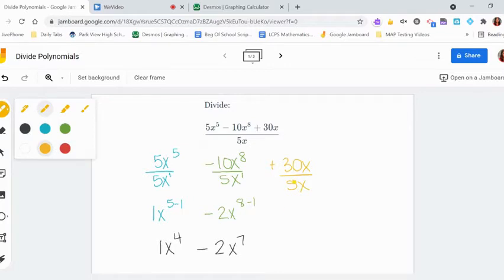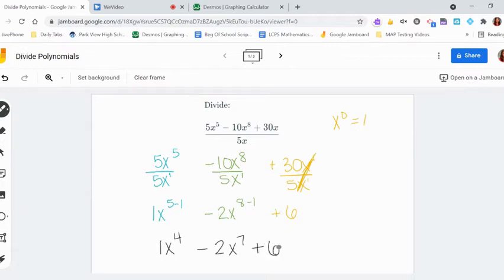And lastly, 30 divided by 5 is a positive 6. x over x. When they match, you have a 1 minus 1, which is x to the 0. Okay, that you can just cancel. It becomes x to the 0, which is 1, and we can do 6 times 1 here, but that's just the same as 6. So we're just going to go ahead and cancel it. That way it's just a 6 by itself. So plus 6. And that is your answer here.